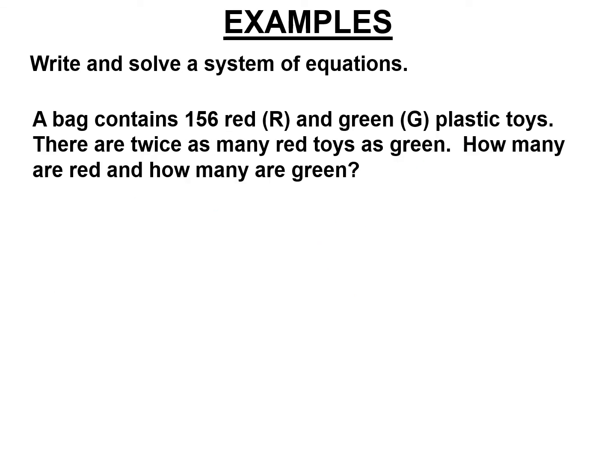Here's another example. A bag contains 156 red, and we're using R for red, and green plastic toys. There are twice as many red toys as green. So red equals 2 times green, right? How many are red and how many are green? All right, now this is actually easier. There are no rates, there are no coefficients. It just says there's 156 total toys.